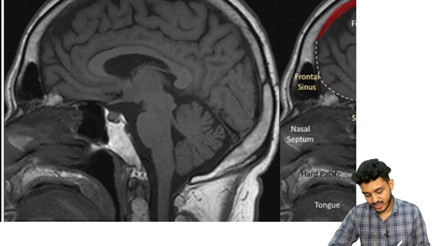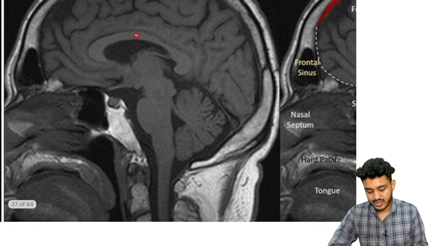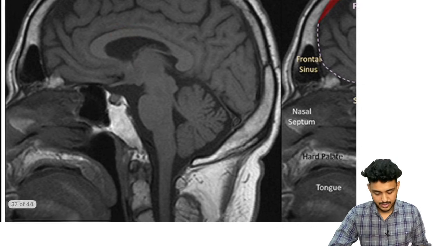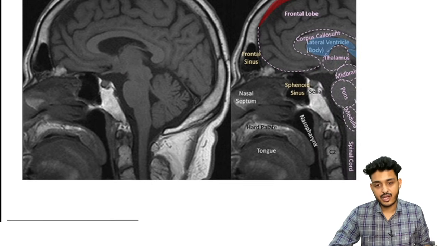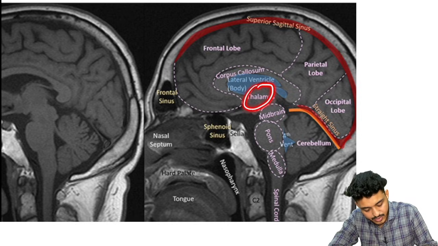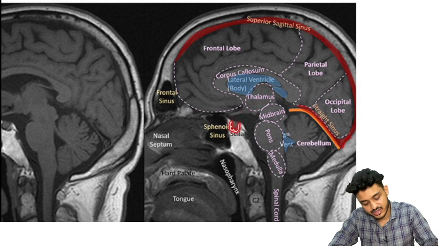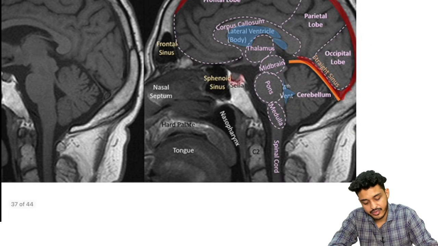You can appreciate here, this is going to be your corpus callosum, your frontal lobe, right? You can appreciate this corpus callosum. Here you will be having a structure. This is going to be thalamus. Below the thalamus you will be having what? Hypothalamus. And below hypothalamus somewhere you will be having what? You will be having pituitary gland. In the sella you will be having pituitary gland.